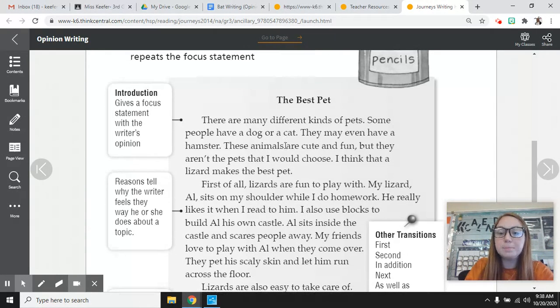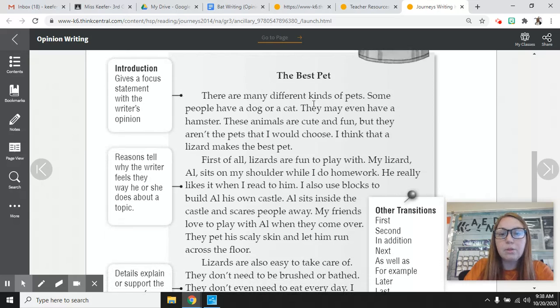So what we're going to do now is I'm going to read through an example with you. We're going to talk about the parts just to get a better idea of what an opinion piece looks like. So this student wrote "The Best Pet." So this is their title. "There are many different kinds of pets. Some people have a dog or a cat. They may even have a hamster. These animals are cute and fun, but they aren't the pets that I would choose. I think that a lizard makes the best pet."